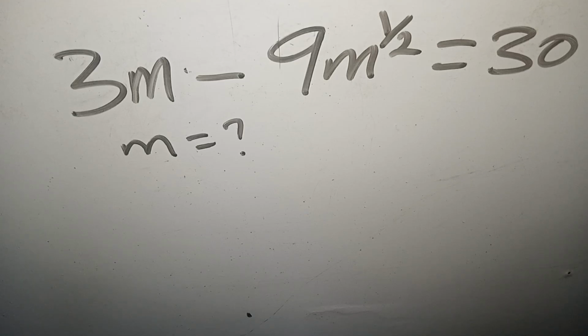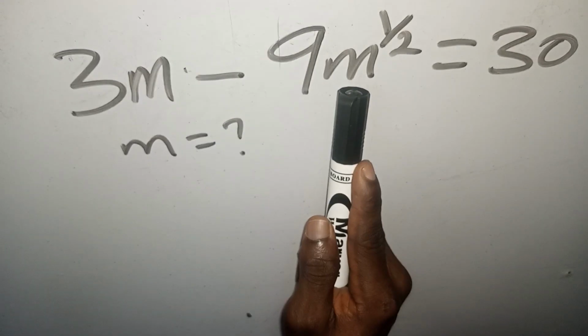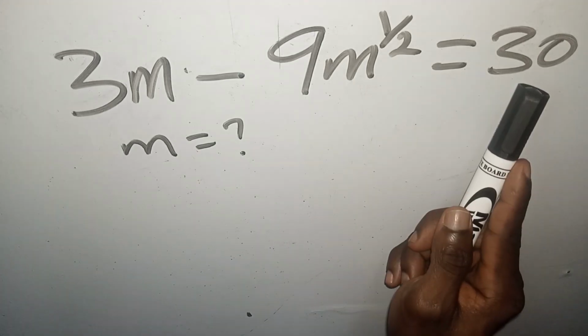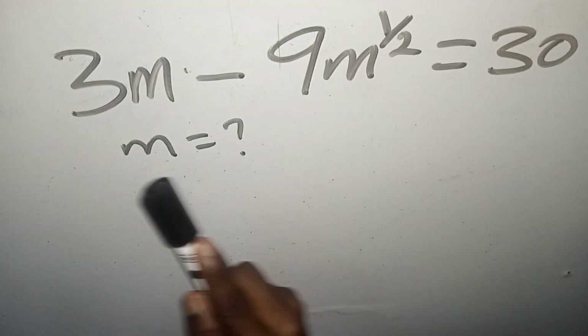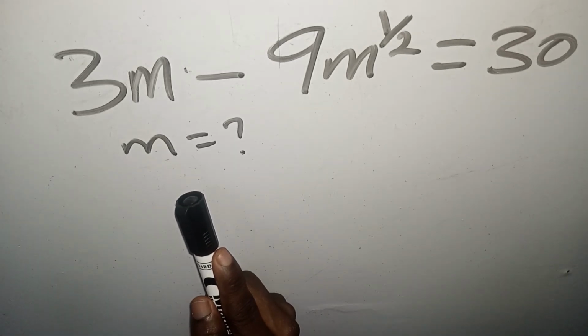Welcome to my channel. Today we'll be solving a nice challenge which says 3m minus 9m to the power of 1 all over 2 equals 30. The question says m is now equal to what? So we're looking for the value of m in this nice challenge.